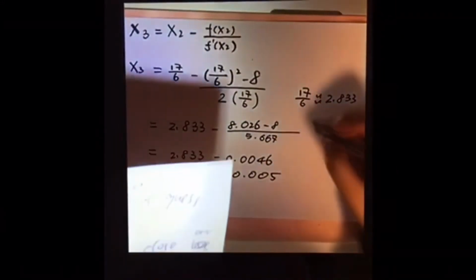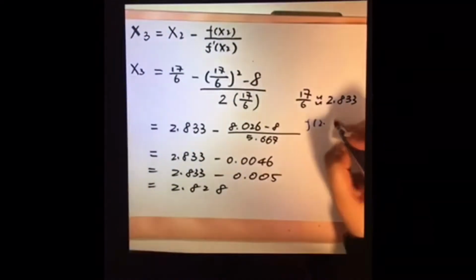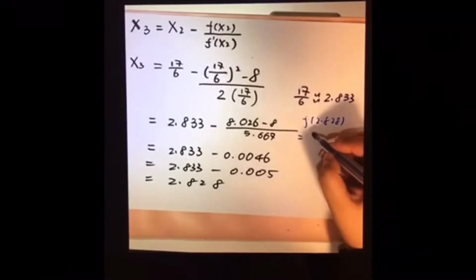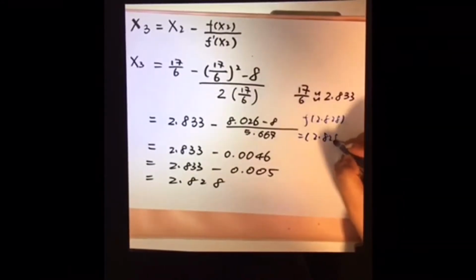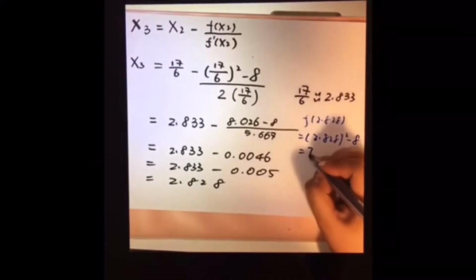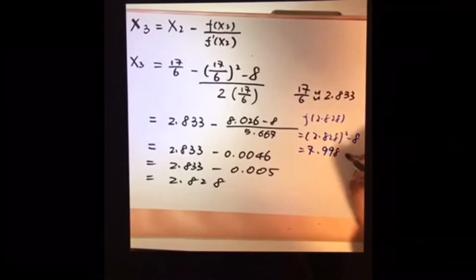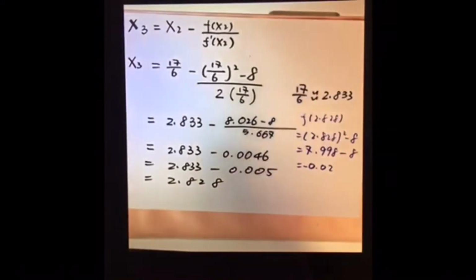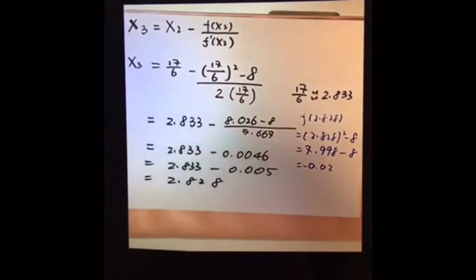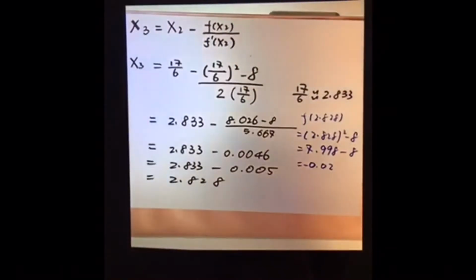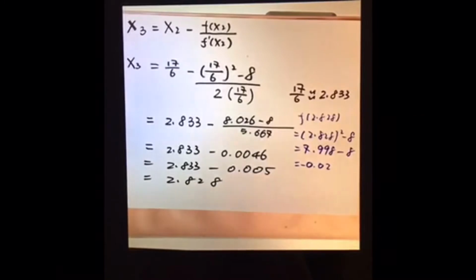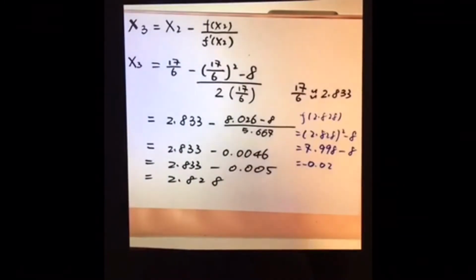We plug 2.828 into the function. We get 2.828 squared minus 8, which is 7.998 minus 8, so we get minus 0.02. Again, this is definitely an issue with Newton's method. It does not always work, so you have to be aware of it, because sometimes it takes you far away from the solution. Thank you.